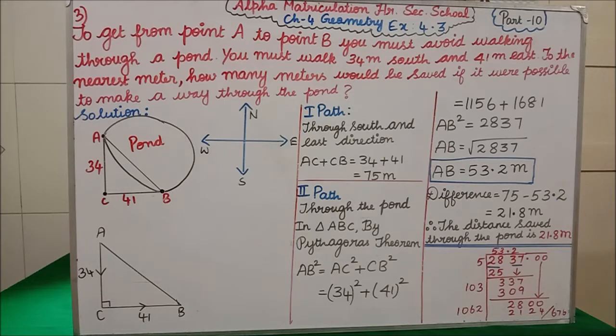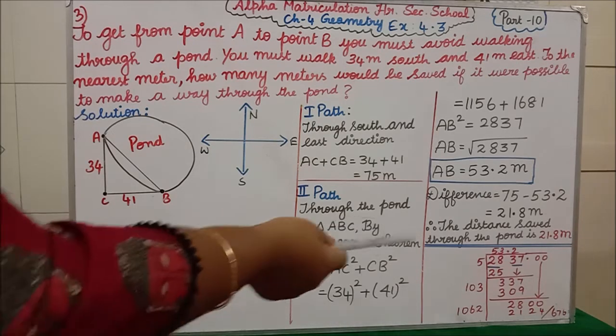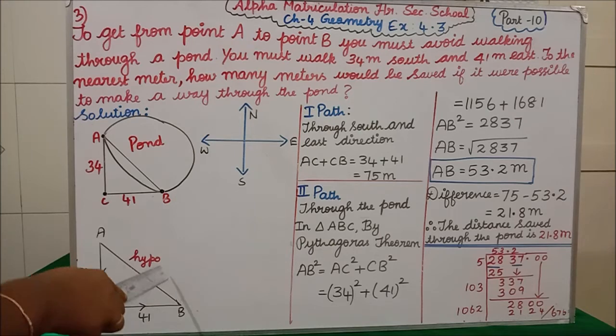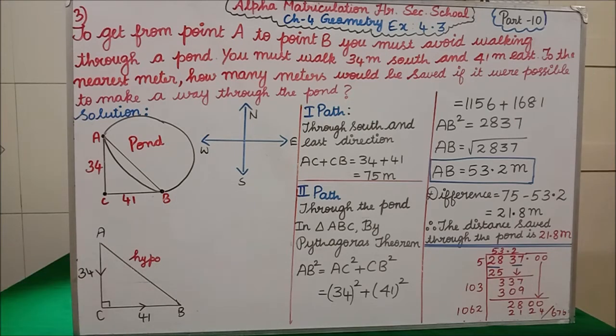Through the pond. So I have drawn here triangle ABC. In triangle ABC, here C is 90 degrees, isn't it? So by Pythagoras theorem, how can we write now? Which is the hypotenuse side we are having? Hypotenuse side is the longest. This AB is our hypotenuse because it is opposite to the 90 degrees, and this is the longest side also.